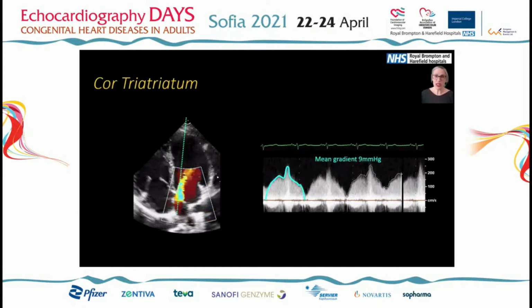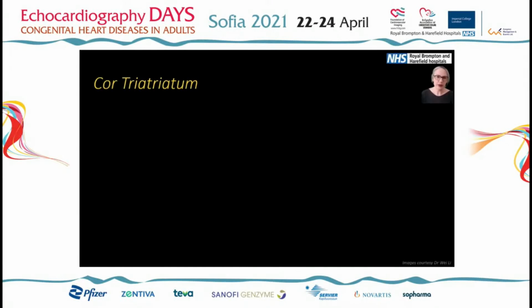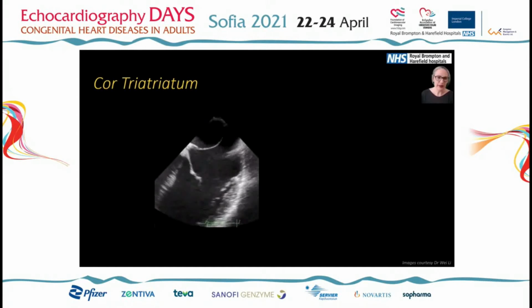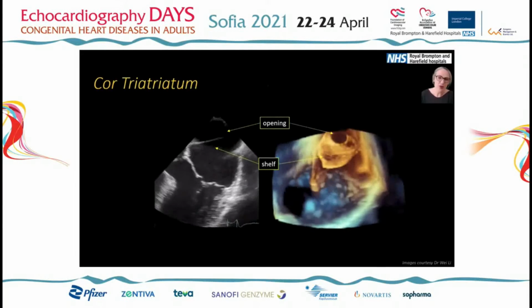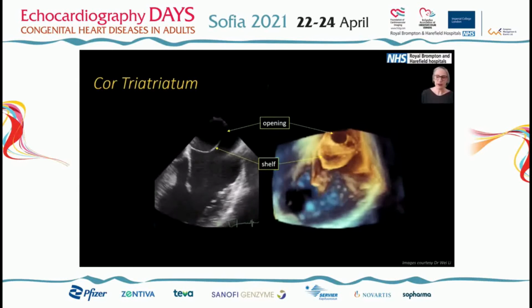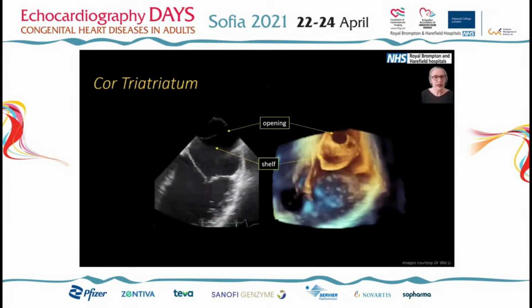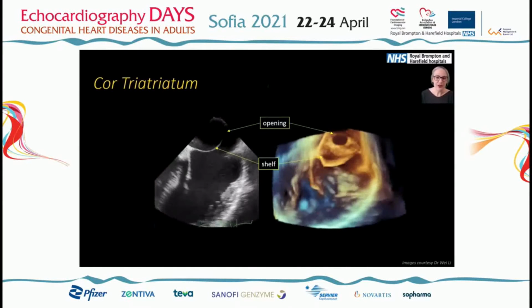Now, using 2D images, it can be really difficult to appreciate the severity. So this is a nice TOE imaging. You see the opening there and you can see the shelf in the left atrium. But these images, the 3D images, really tell the story, I think. You can see that the opening from the superior portion of the left atrium to the lower part of the left atrium is really very small. You could almost planimeter that and assimilate that to a valve area. So we see the shelf there very nicely using 3D imaging.